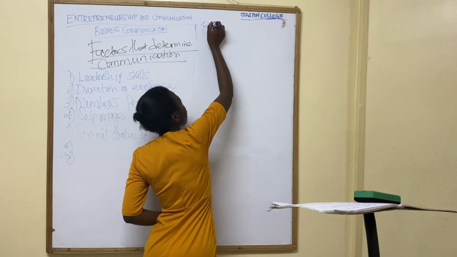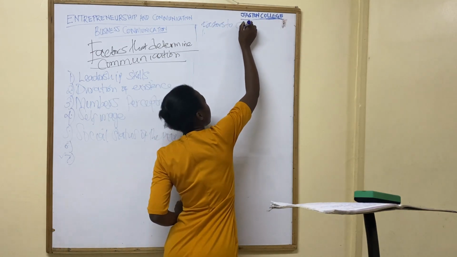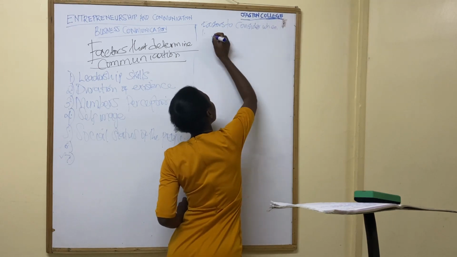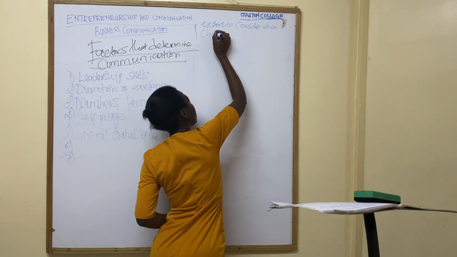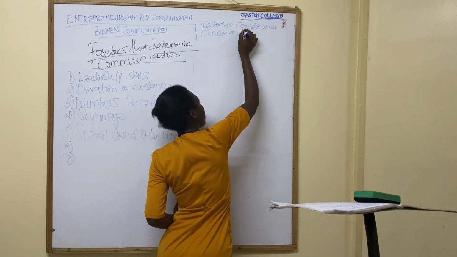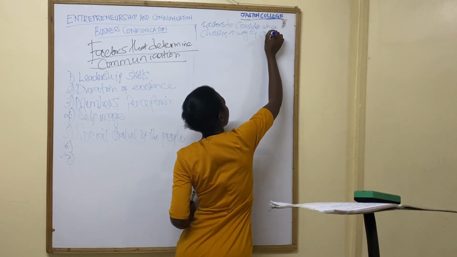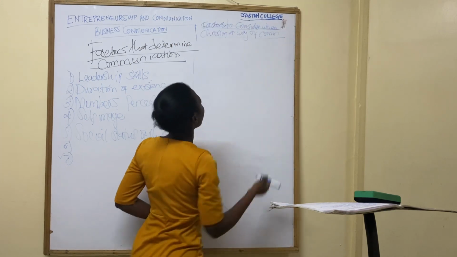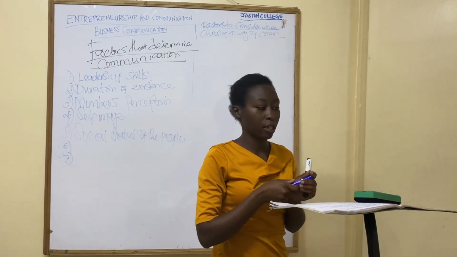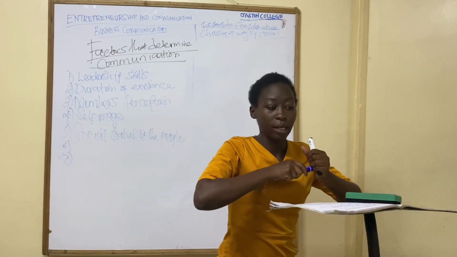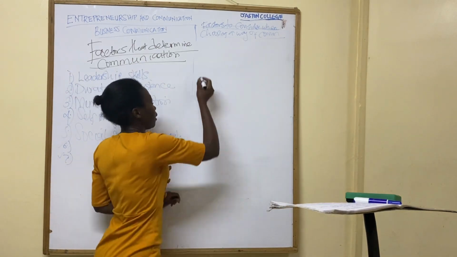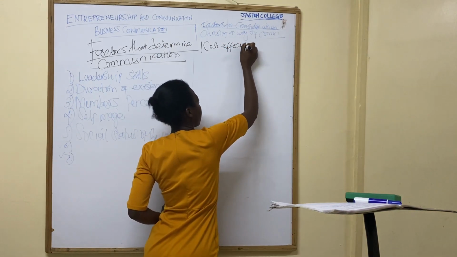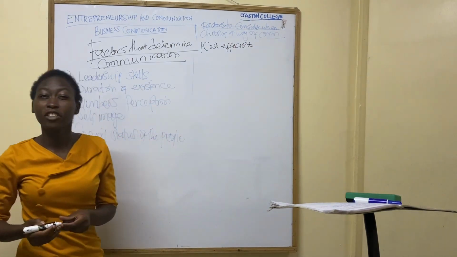Number one, the factors to consider when choosing a way of communication. The factors we need to consider as you communicate, what should you look at? Number one is cost efficiency.